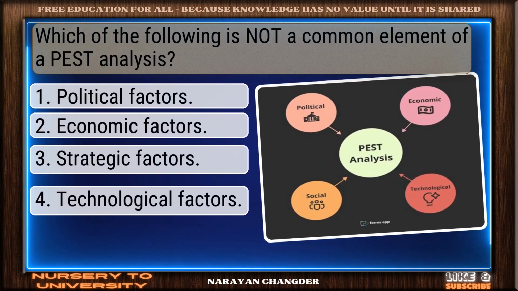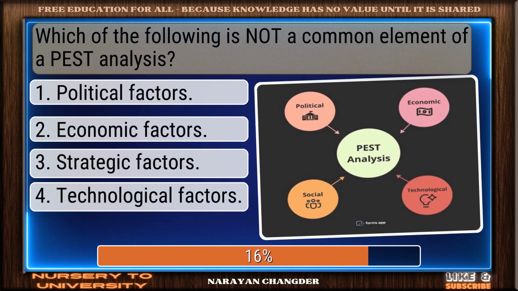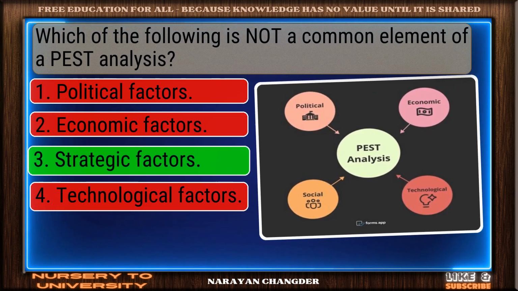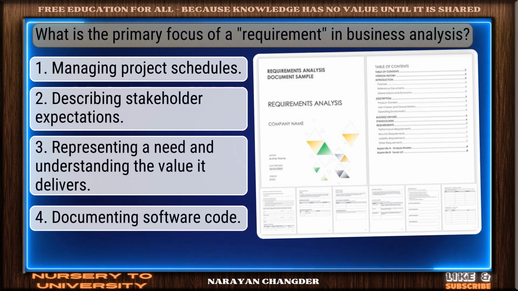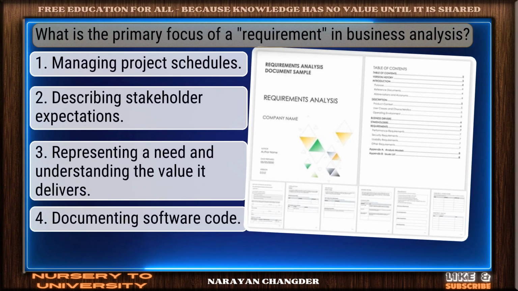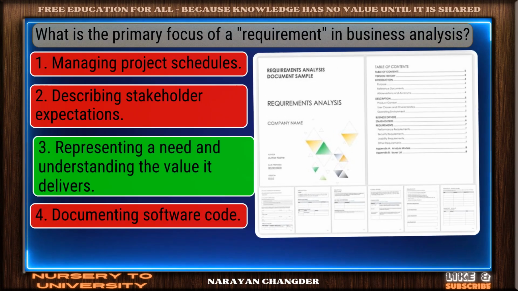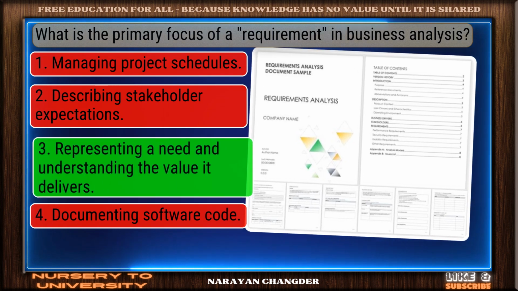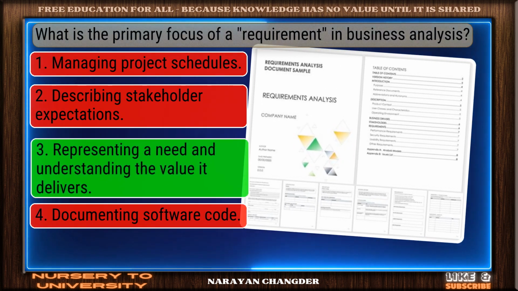Question number 27. Which of the following is not a common element of a PEST analysis? Perfect. Strategic factors is the correct choice. Question number 28. What is the primary focus of a requirement in business analysis? Strong choice. Representing a need and understanding the value it delivers is the right answer.